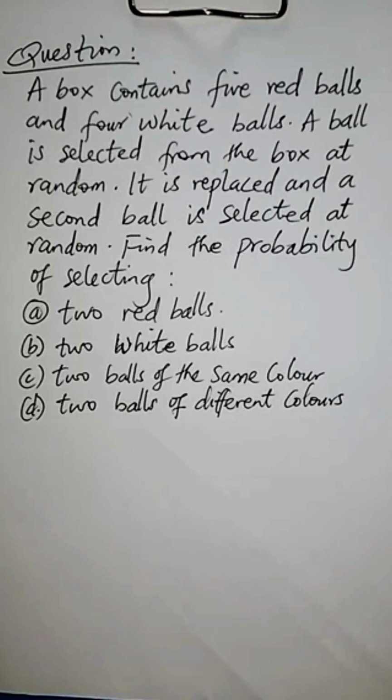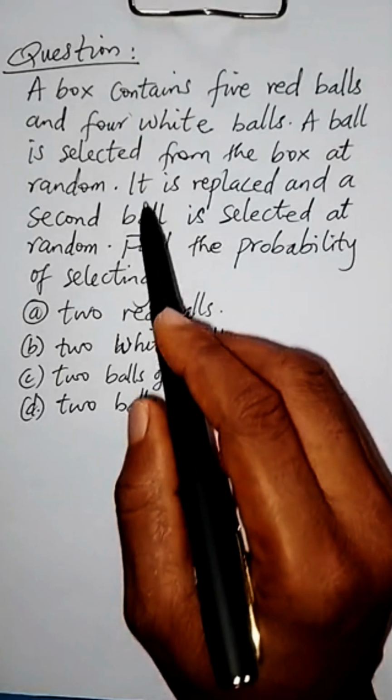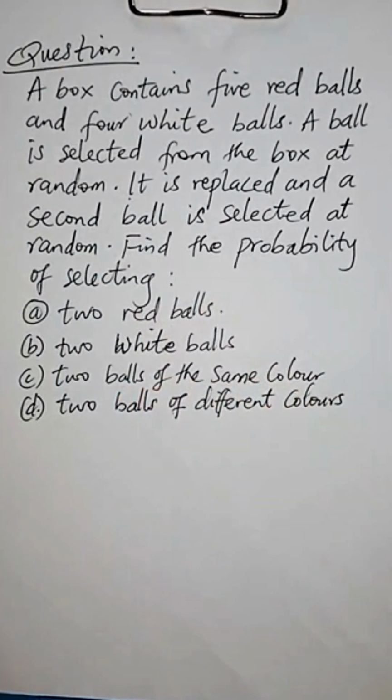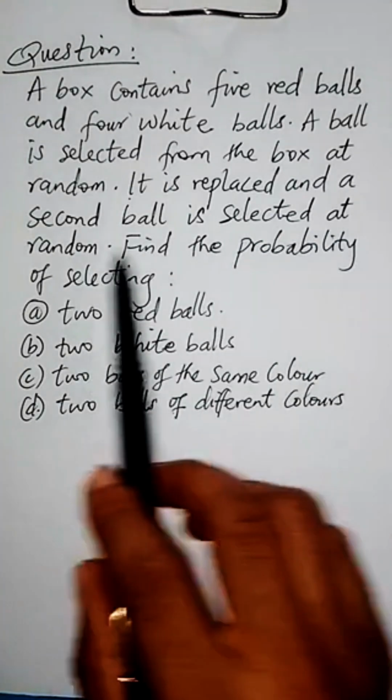Now let's look at the second question under the product law of probability. There's a difference between the first question we just solved and this second question we're about to solve. Let's read it and see the difference. A box contains 5 red balls and 4 white balls. A ball is selected from the box at random. It is replaced. Take note, the first question was without replacement, but in this one, it is replaced. And the second ball is selected at random.